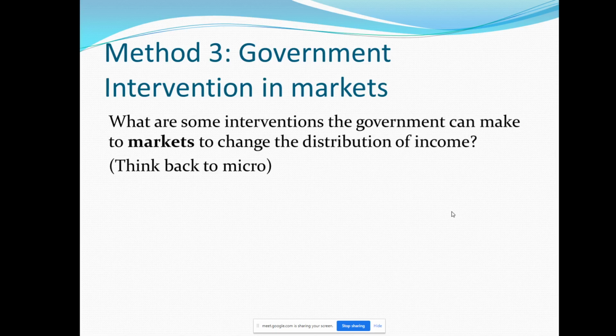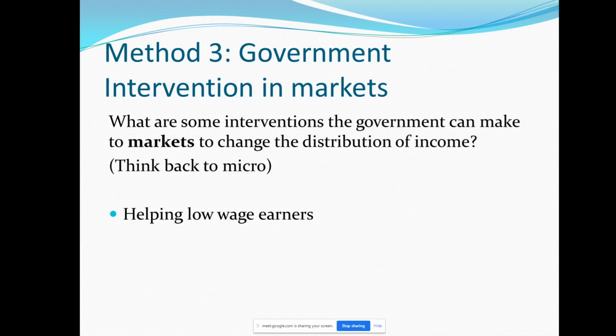Government intervention in the markets. Can you tell us some interventions that government can make in the market in order to redistribute the income? I'll give you some hints. If you are trying to help the low wage earners, that's one. Raise up the minimum wage. That's one of the government interventions that we can do to the market so that we are able to achieve redistribution of income. Okay, that's good.